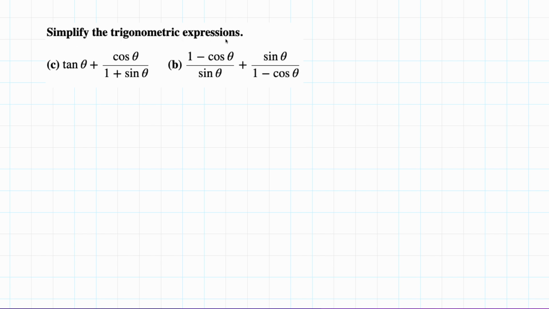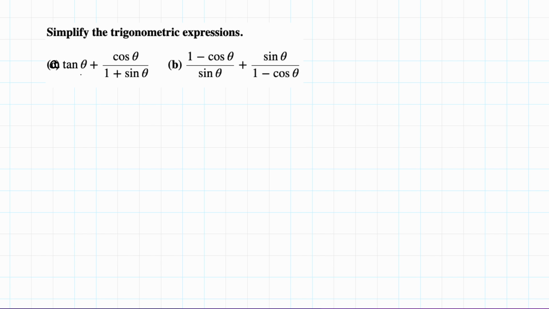Simplify the trigonometric expressions. So we got two parts, part A and B. Here, tangent theta plus a fraction. In part B we got two fractions. Here tangent and a fraction.